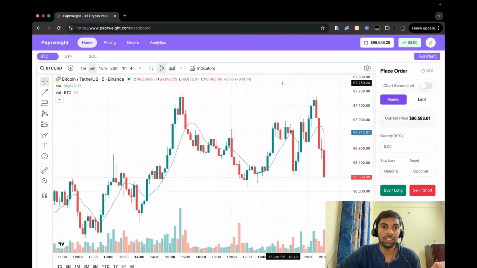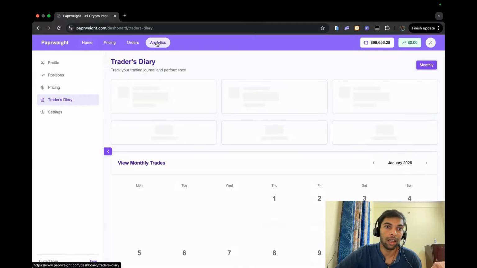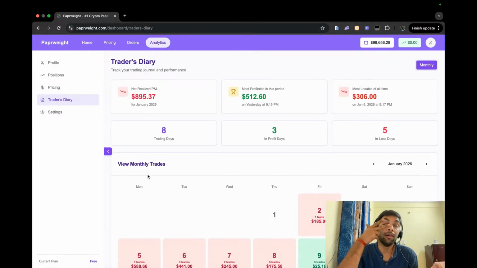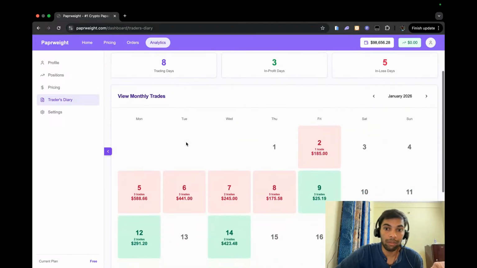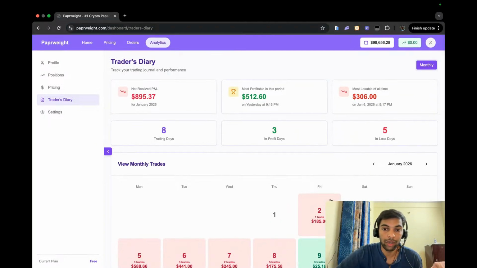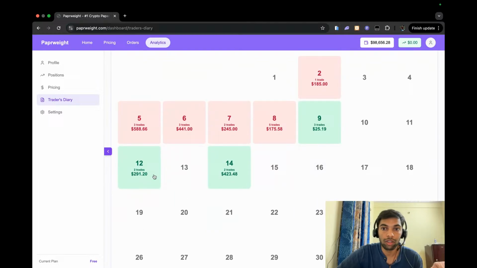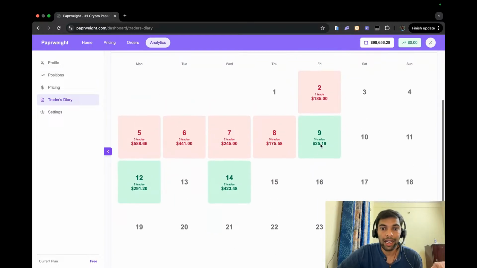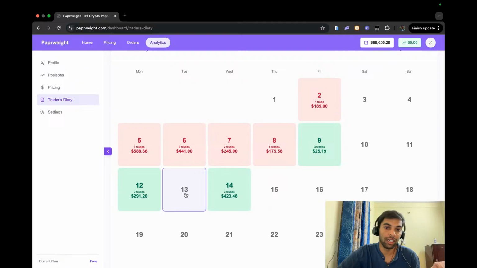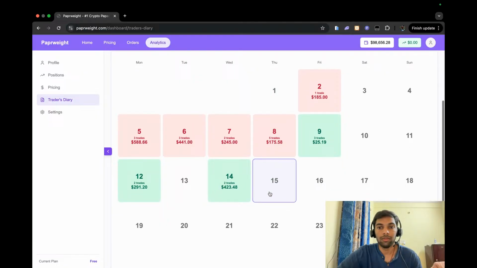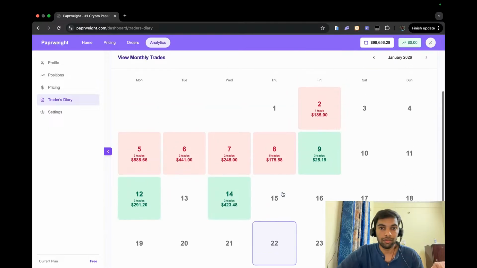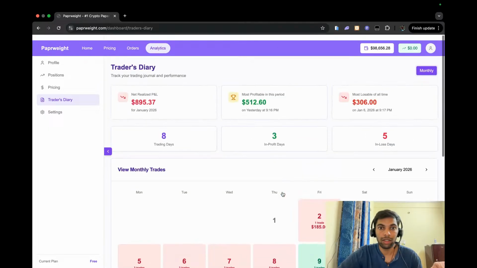So basically these are the features, and you have just one more thing, analytics, where you can analyze your trading journey with the help of a trading diary for every month. For this January 2026, I have been profitable for 3 days, and on the 13th of January, I didn't trade at all. So the initial days are the losing days, and later on I came back on track, right?